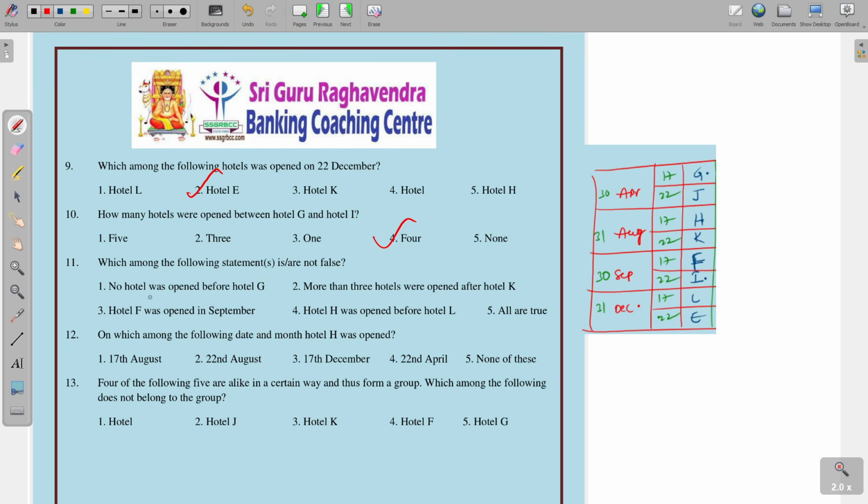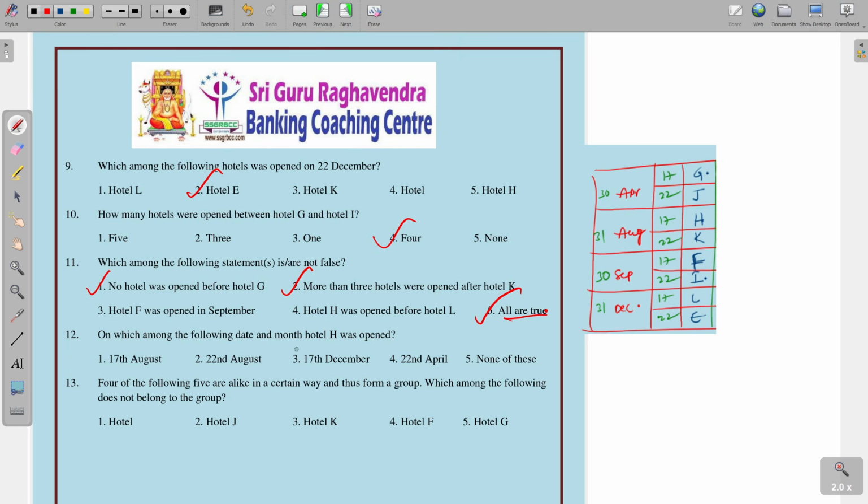Which among the following statements is not false? So see, no hotel opened before G. This one is correct. And next, not false means true. More than 3 hotels opened after K. So after K, a total of 4 opened. So 1 and 2 are correct, which means all are true.